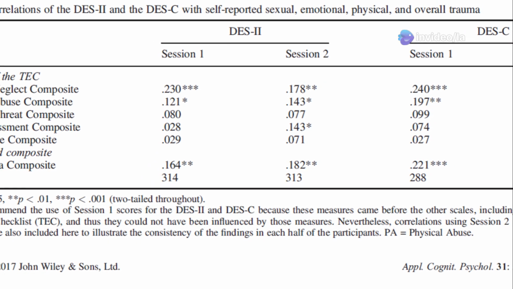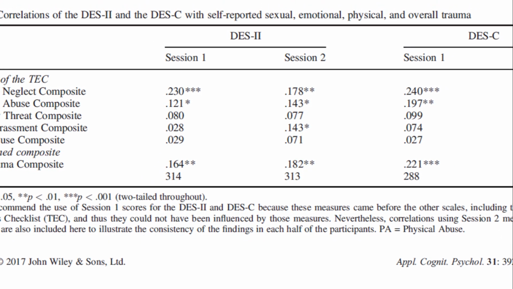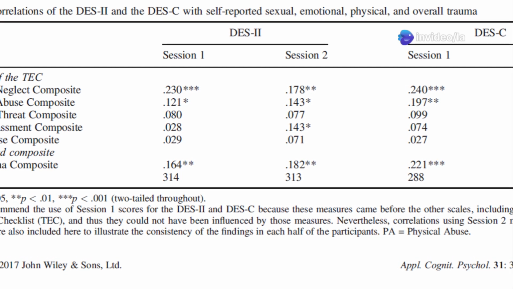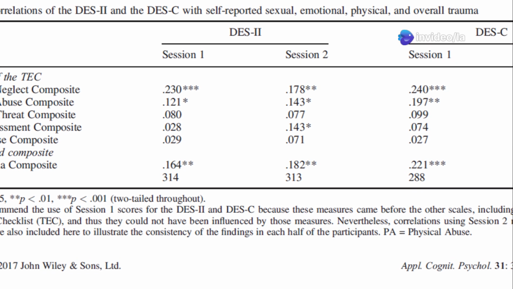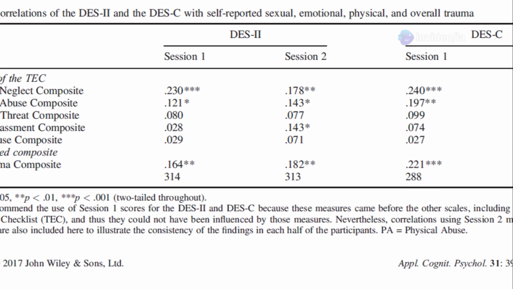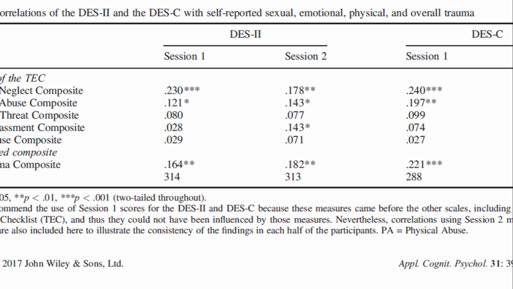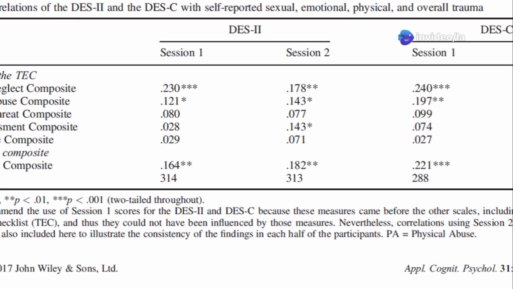These low correlations indicate a very weak relationship between trauma and dissociation. To put this in perspective, even the highest correlation in Table 3, r equals 0.27, means that trauma explains only about 7% of the variance in dissociation scores. This suggests that over 93% of the variance in dissociation is explained by factors other than trauma.